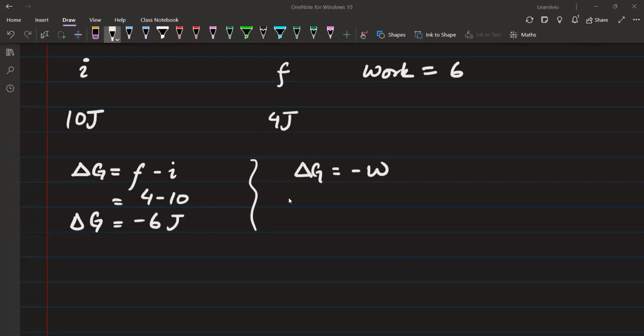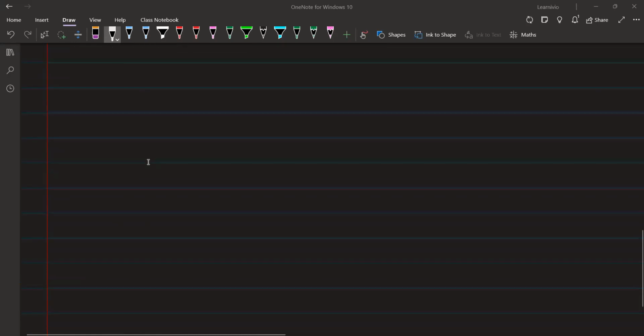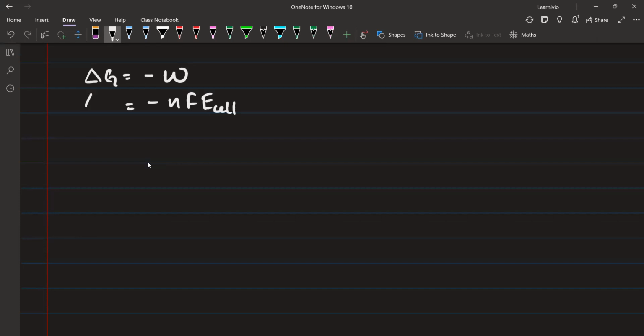Makes sense till here? Yes, sir. We can write that delta G is equal to negative of the work done. Similarly, here also I have work equal to nFE cell. So delta G will be equal to negative of work done, and work done we have written as nFE cell. So delta G = -nFE cell. Makes sense till here? Yes, sir.